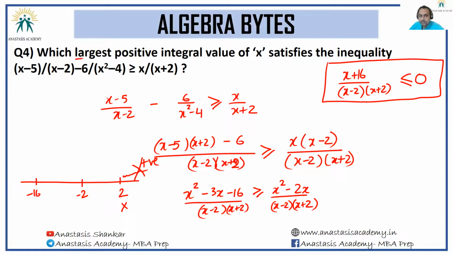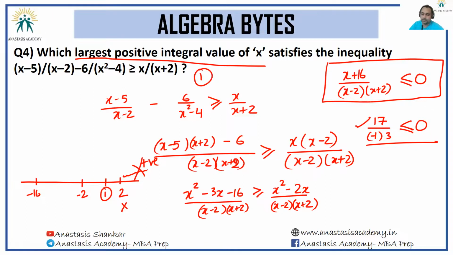And the question was asking which is the largest positive integral value of x. Everything greater than 2 is ruled out. 2 is ruled out. The only number left to check is 1. If x was equal to 1, I would end up getting 17 by minus 1 into 3. Is this less than 0? Yes, it is. So the largest positive integral value of x that satisfies this inequality is 1.